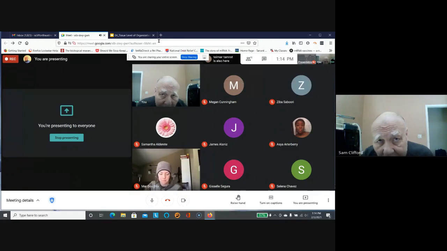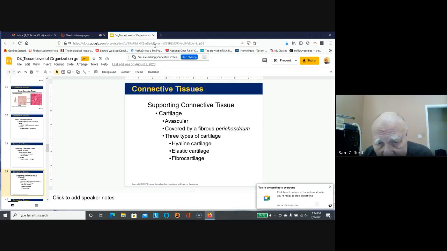Okay, let's go back to cartilage and so on. Hyaline cartilage is found in all of your joints, in the synovial joints between all of your bones. Elastic cartilage is found in your ears. Fibrocartilage is found in the spine, in between the individual vertebrae.